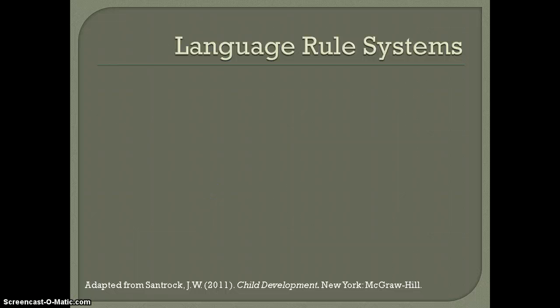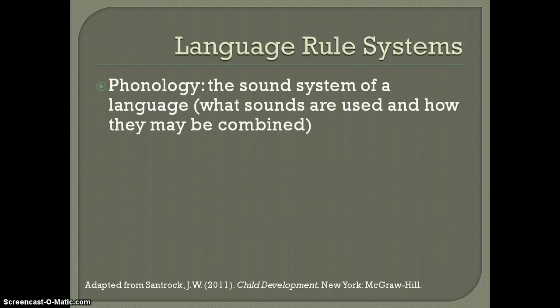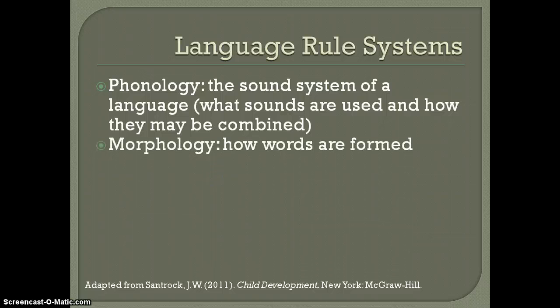Language consists of 5 different rule systems that build on each other. Phonology is the sound system of a language. It covers what sounds are used in a particular language and how those sounds may be combined. Morphology refers to how words are formed.